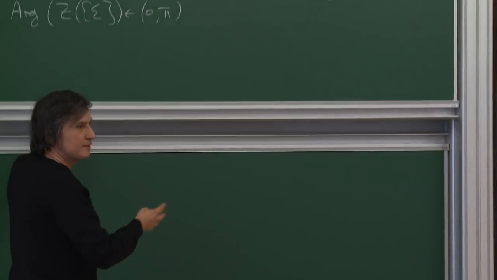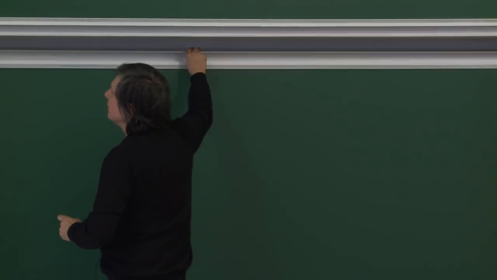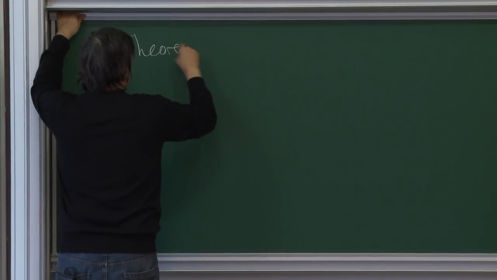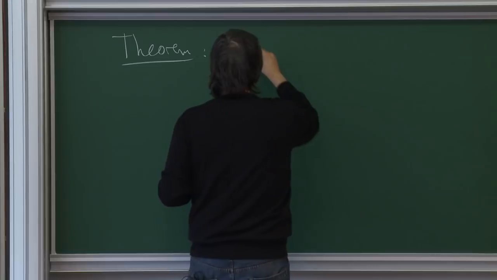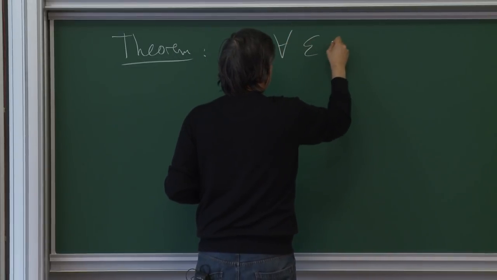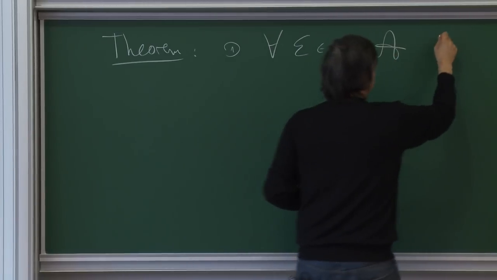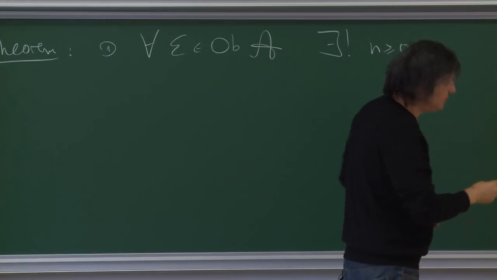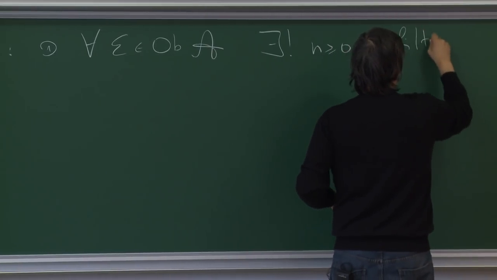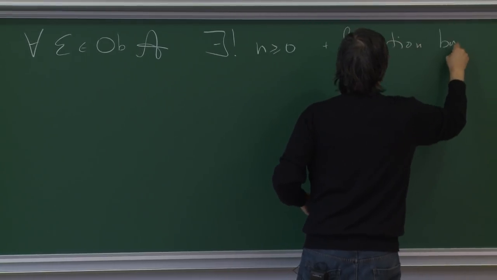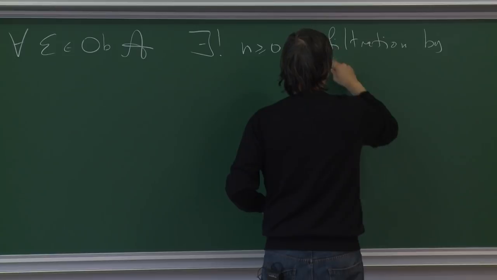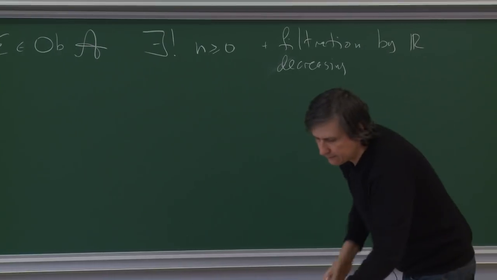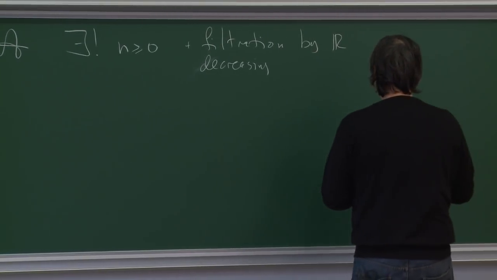So some objects are semi-stable, some are not semi-stable, and a very basic theorem says the following. For any object in my category, there exists a unique decreasing filtration by real numbers, which has only finitely many steps.